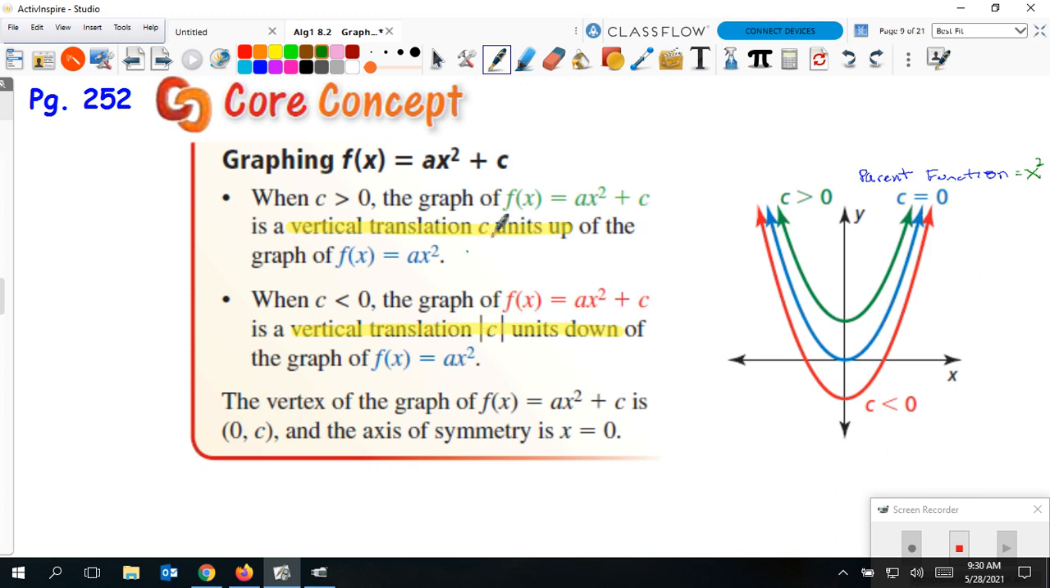And then what about the vertex of these? So here's another thing we can notice, that the vertex, right here, our vertex is 0, c. So the x is 0 because it's still right here on the y-axis, but the number now is shifted up or down. So your vertex is now going to be 0, c. The axis of symmetry is still going to be x equals 0. Because the axis of symmetry is that line that's going to go vertically through it, right through that vertex point, and it's going to be whatever the x point is. It's x equals 0 on this one.